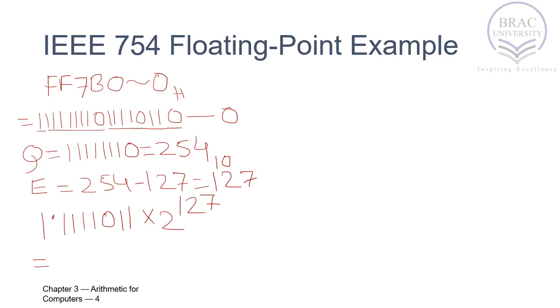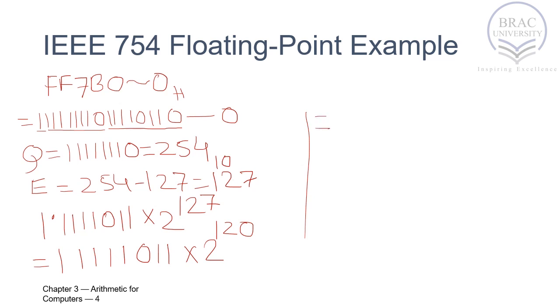What we can do, we can write it like this: 1 1 1 1 0 1 1 into 2 to the power 120. How many bits did we take? 1 2 3 4 5 6 7. So that 7 bit will be subtracted from this exponent. So we have this value into 2 to the power 120. Now what would be the equivalent decimal value of this one?